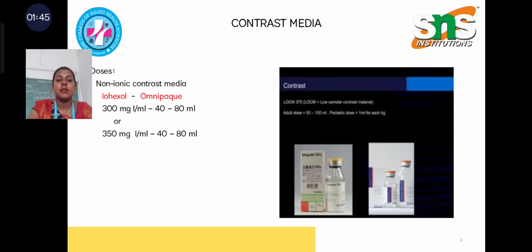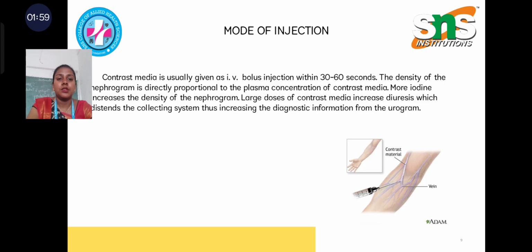Contrast media: the dose is non-ionic contrast media, mostly Iohexol (Omnipaque) is used. If it is 300 mg, 40 to 80 ml is used. If it is 350 mg, 40 to 80 ml is used. Mode of injection: contrast media is usually given as an IV bolus injection within 30 to 60 seconds.